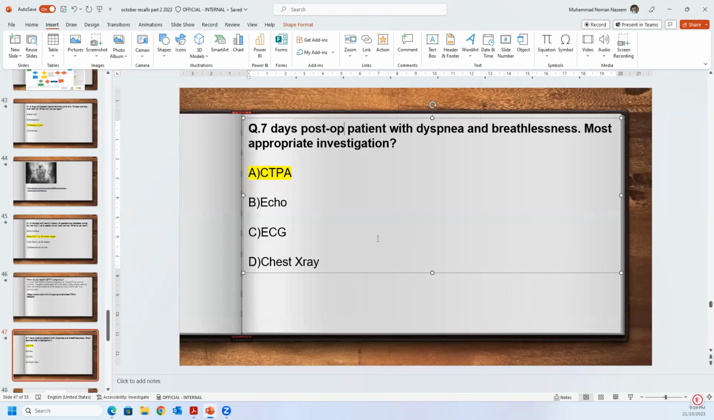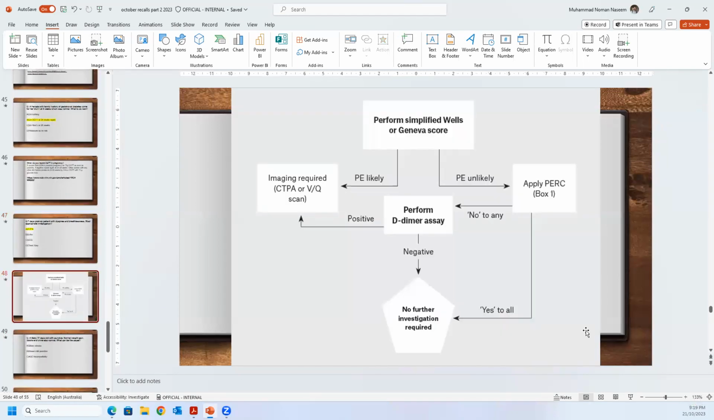If the patient is having dyspnea, breathlessness with chest pain, what would be the next investigation then? ECG. Wherever there is chest pain, forget about everything else. Do ECG first, please. ECG, troponin, chest X-ray. These should not be missed in a patient who is complaining of chest pain. And then you can decide what further test you want to do. So, Wells score, likely B, do CTPA or VQ scan.